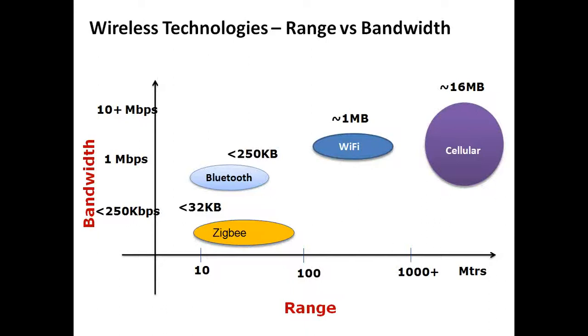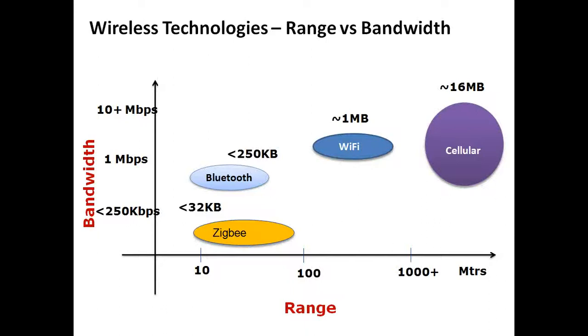The next piece is the wireless technologies. Now, I'm going to simplify this a little bit. There are obviously many types of wireless technologies available, but I've only picked 4 to compare and contrast in this scenario. And the first comparison I want to make is the types of wireless technologies, namely Zigbee, Bluetooth, Wi-Fi, and cellular technology, and compare them in range versus bandwidth.